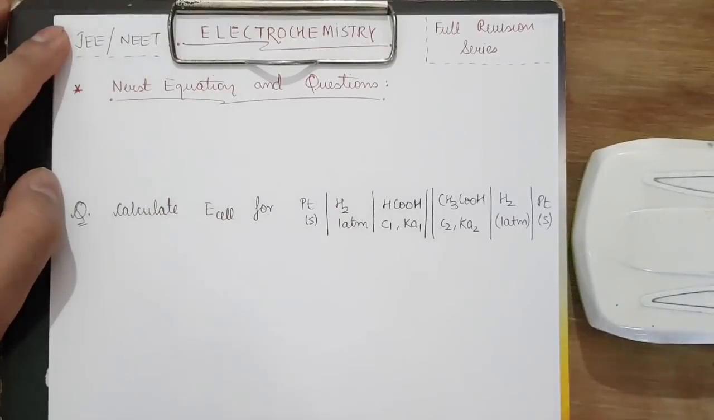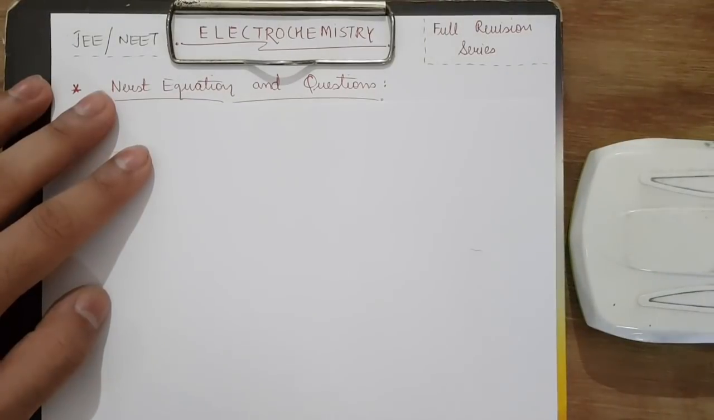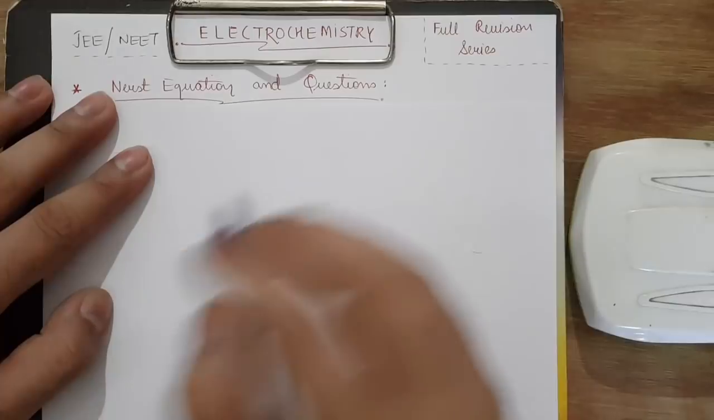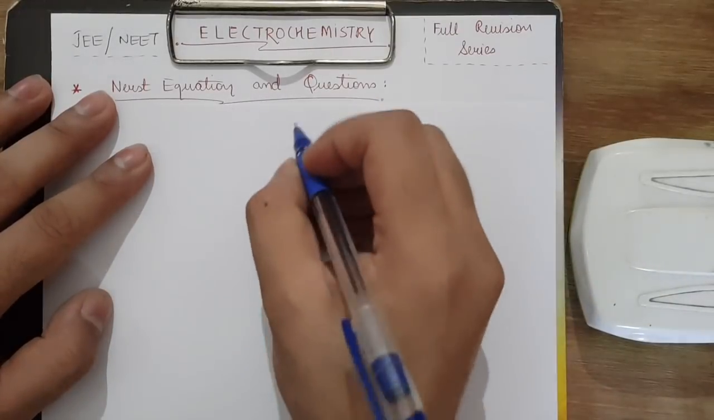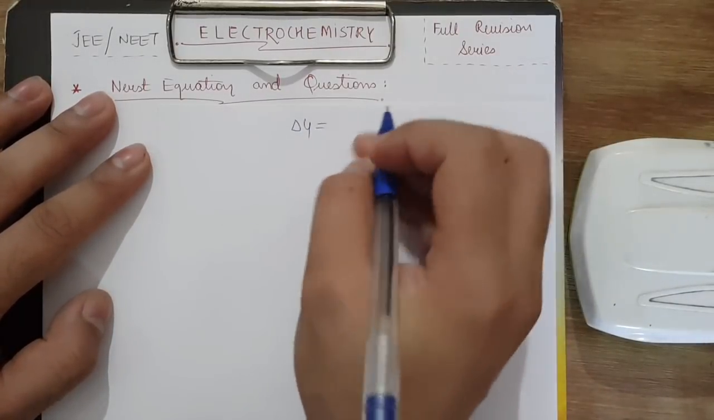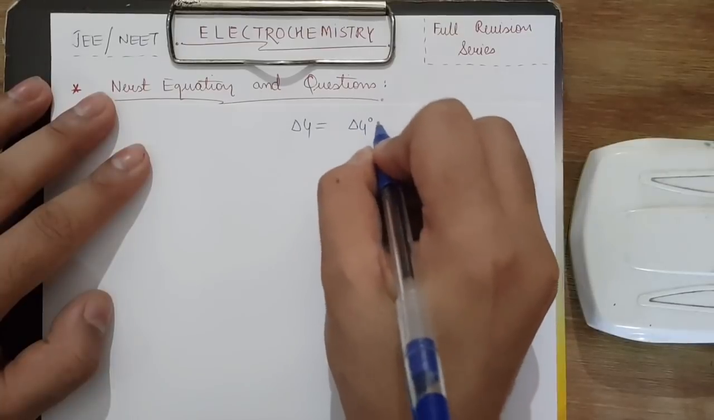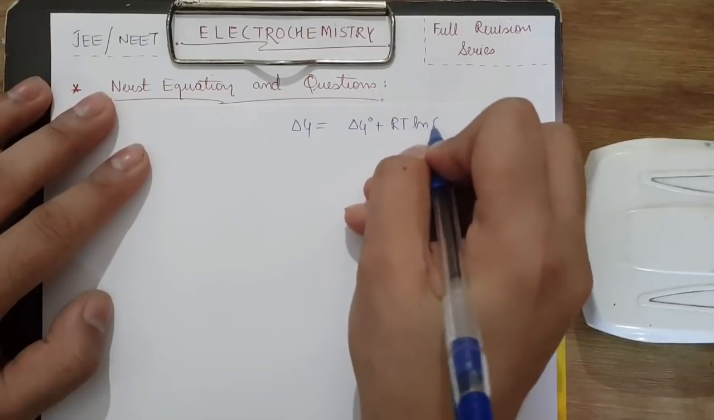So let us begin with this very important video here. If you don't know how the Nernst equation is derived, let me write it for you. It is derived with the help of delta G is equal to delta G naught plus RT ln Q.